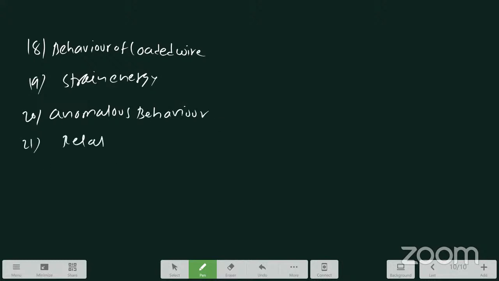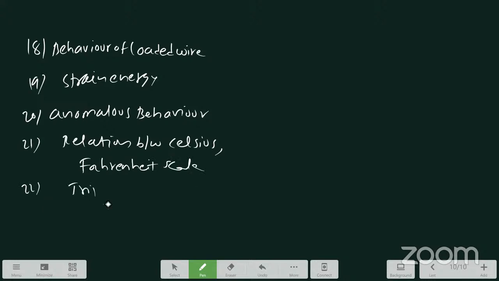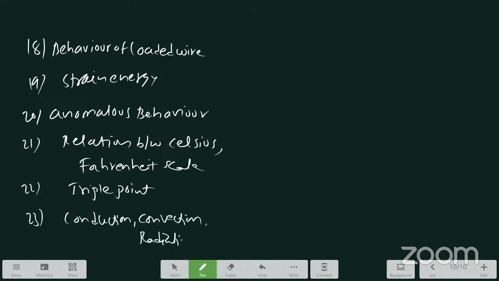Relation between Celsius with Fahrenheit scale. Triple point. Conduction, convection, radiation. Yesterday's topic, student.